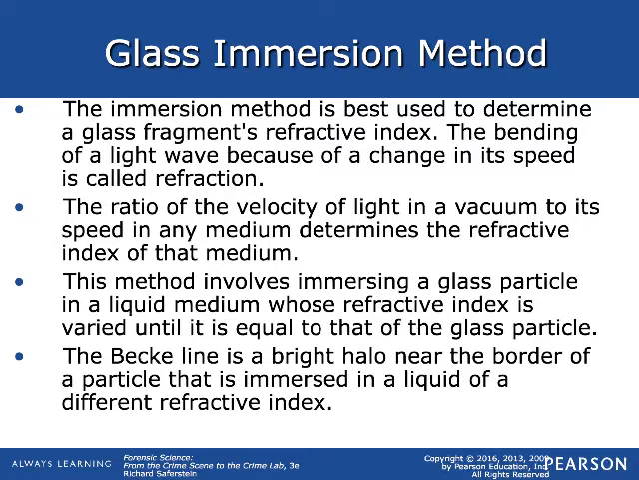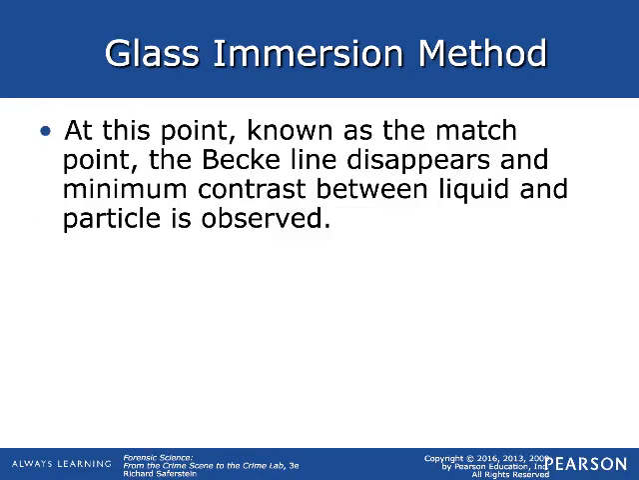There's a line called the Becke line. It's a bright halo around the border of a particle that's in a liquid that has a different refractive index. I'll try to show you how this works in lab. At the point where it matches, the Becke line is going to disappear, and you can't really see any contrast between the liquid and the glass.